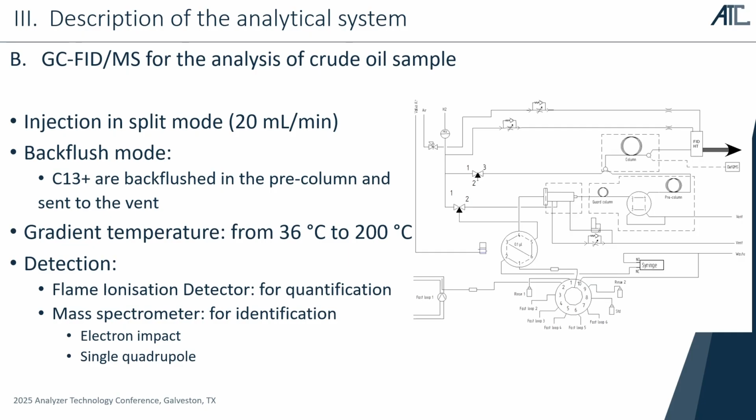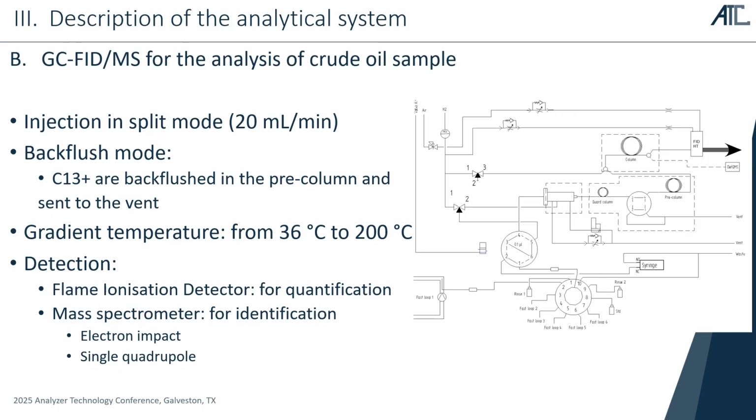This is after a GC-MS method. In this case, we were looking more at the C6 to C12 detail of the hydrocarbon composition. So we set a temperature gradient of the column oven from 36 to 200 degrees, which is enough to separate the compounds of interest. And on this system, after the column, we have two detectors.